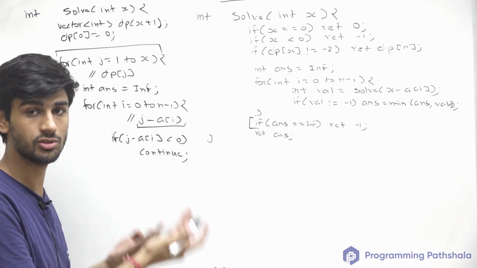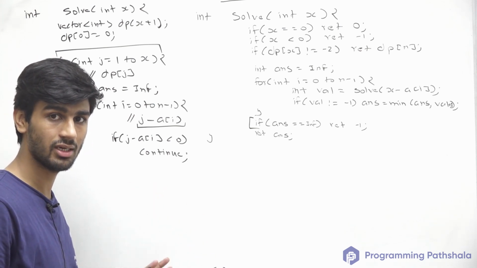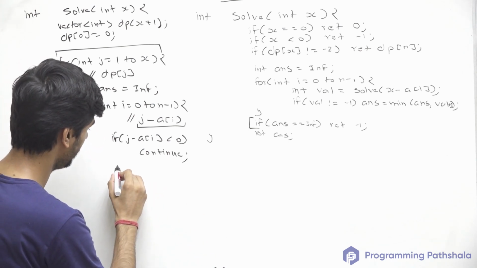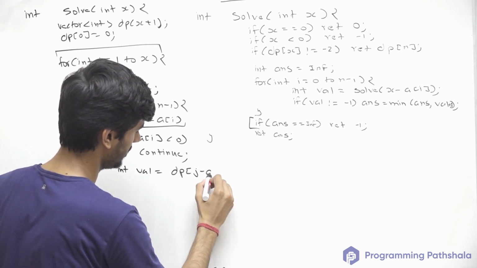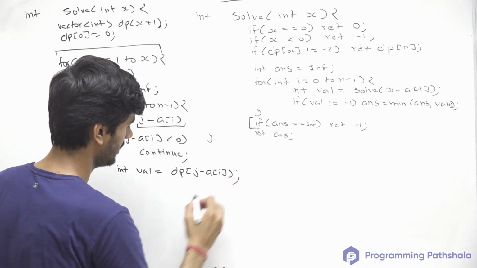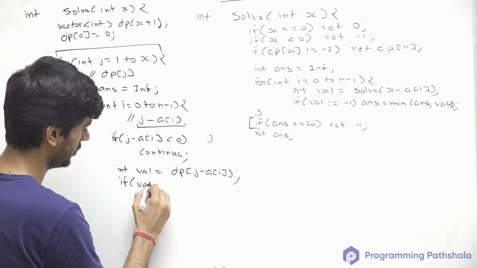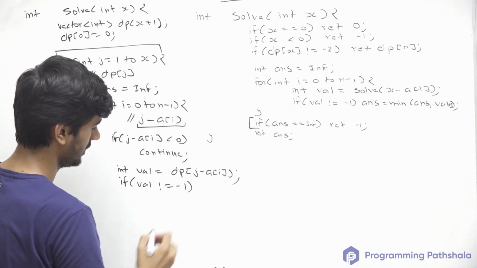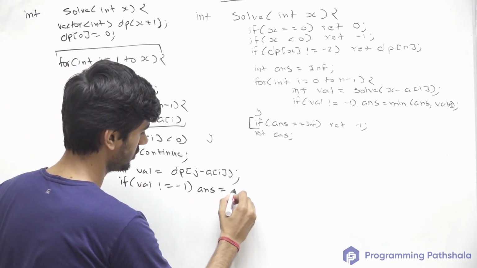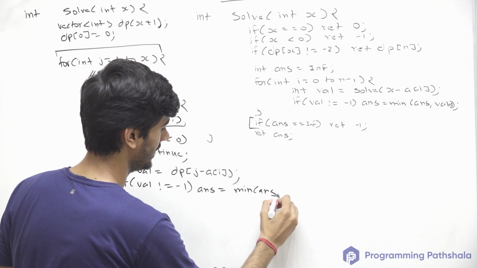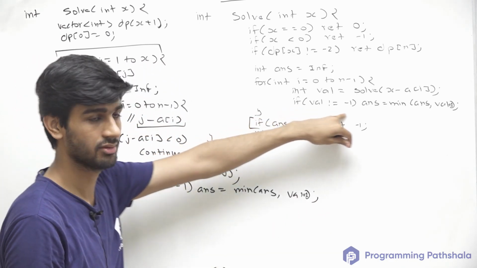Okay, so if this condition is not true, in that case we have a value which is greater than or equal to 0, and we must have already calculated the answer. So in that case the value will be equal to dp of j minus a of i, right? Now we need to have this check: if value is not equal to -1, that means it is possible to have this sum, and in that case we can say answer is equal to minimum of answer comma value, right? Done. Just like we did here.